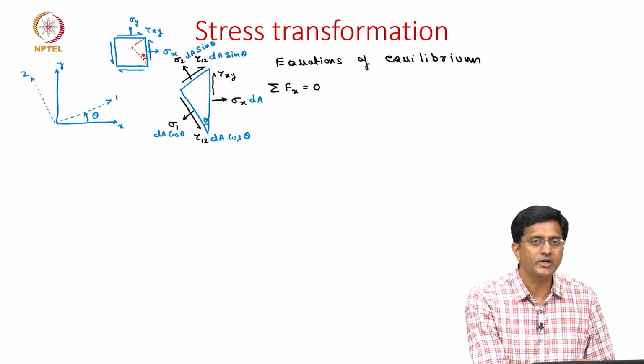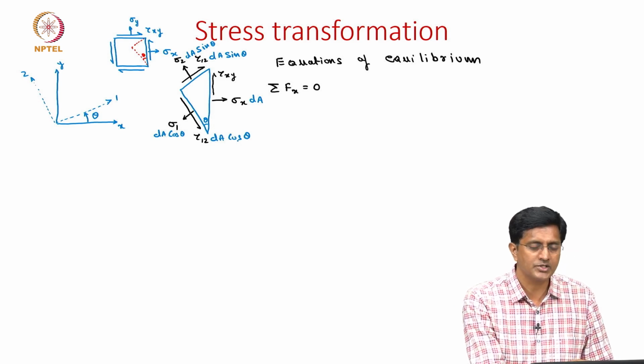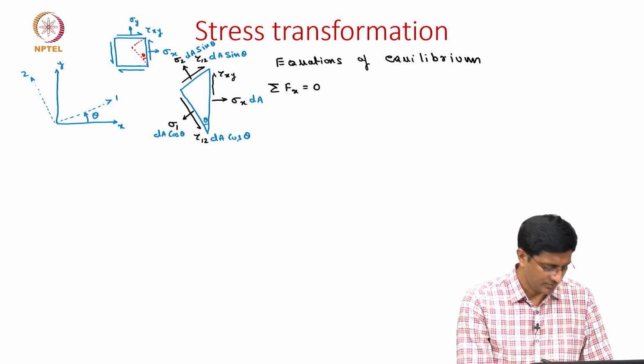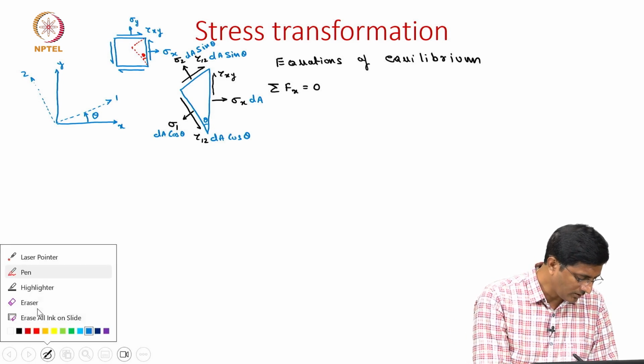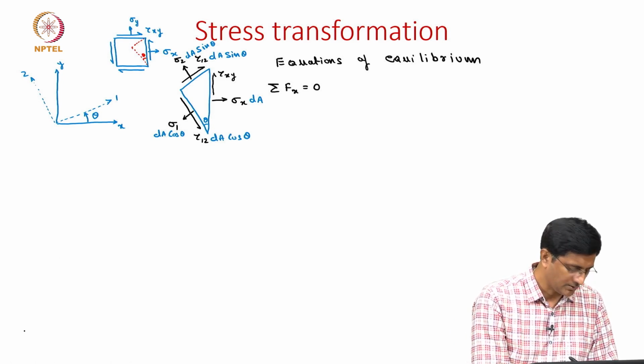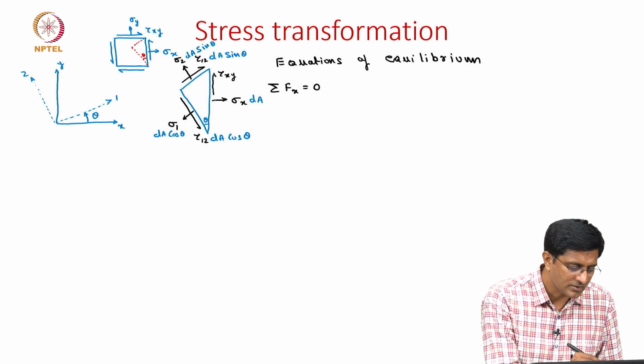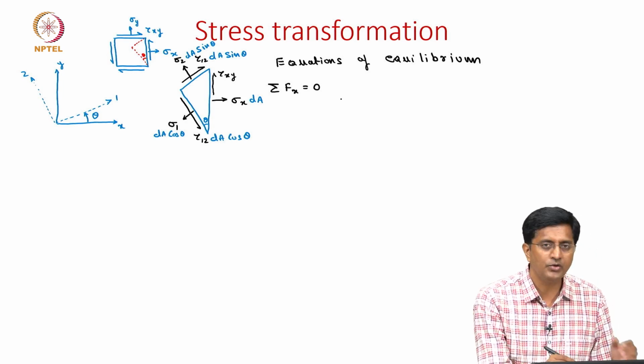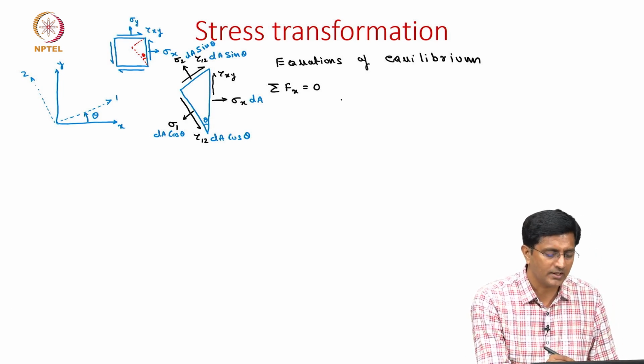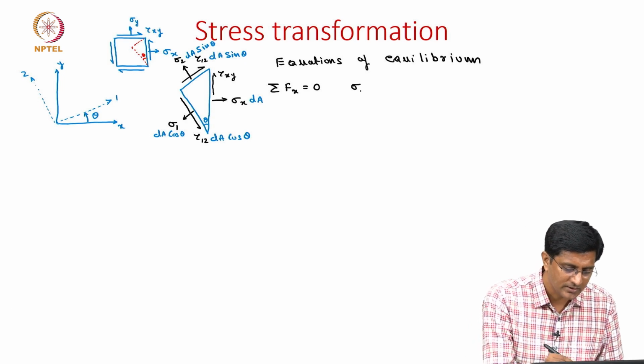So, since we multiplied the stresses with the cross section areas, now what we have is forces and we should be able to write them in the equilibrium equations. So, now let us start with the right face. There is only one force along the x axis, we will write it as sigma x dA.